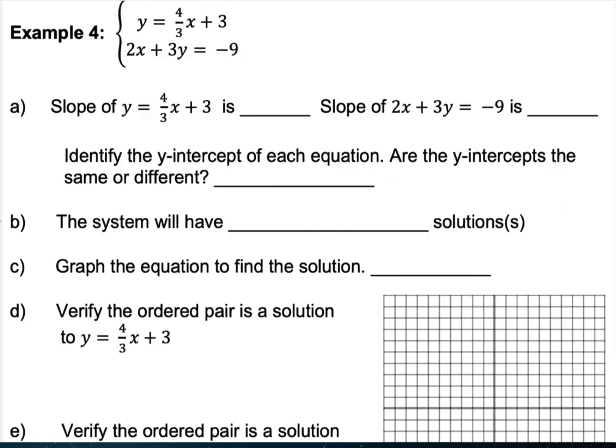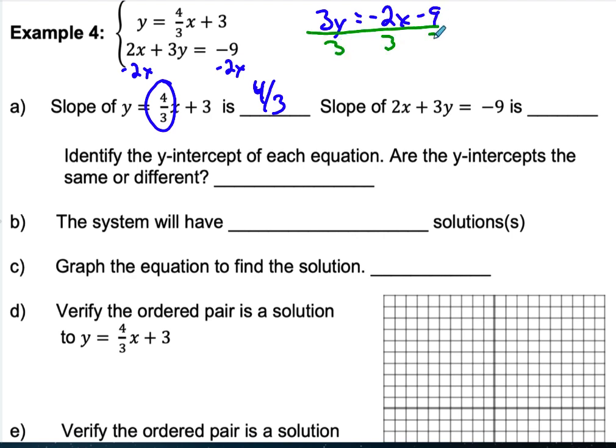All right, second one. You'll notice for the first one, it's pretty easy to find my slope, 4/3. But for the second one, it's not in slope-intercept form, so I'm going to need to do a little solving. So I'm going to rewrite it in slope-intercept form. I get 3y is equal to -2x minus 9. Divide everything by 3, and I get y is equal to -2/3 x minus 3.